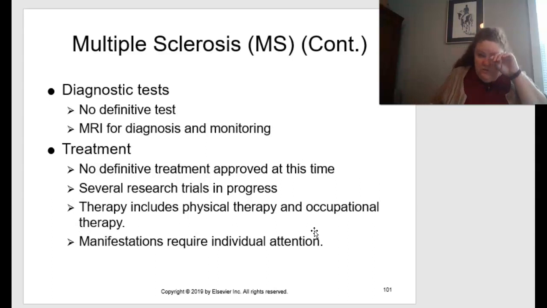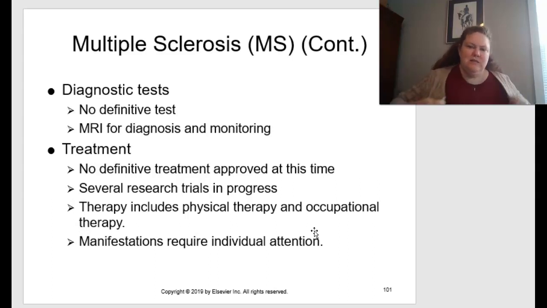So, what can we do for diagnostic tests? Well, there is no definitive test. We use MRI for diagnosis and for monitoring progression. For treatment, we again don't have a definitive treatment that's approved at this time. There are several research trials in progress, and the therapy includes physical therapy and occupational therapy, and manifestations require individual attention.